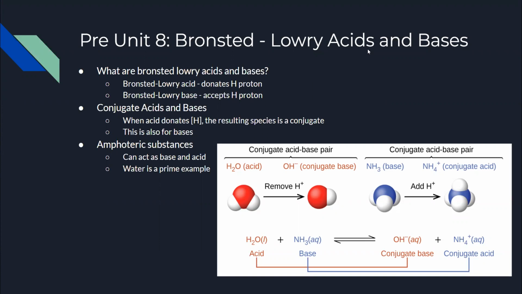You also have amphoteric substances, which basically can act as both a base and an acid. One example of this is water. This diagram over here shows the reaction of NH3 and H2O to create hydroxide and NH4+. What you have here is H2O donating a proton to NH3, so the conjugate base of H2O is OH-. As the hydrogen is donated to NH3, it becomes ammonium, which is the conjugate acid of ammonia.